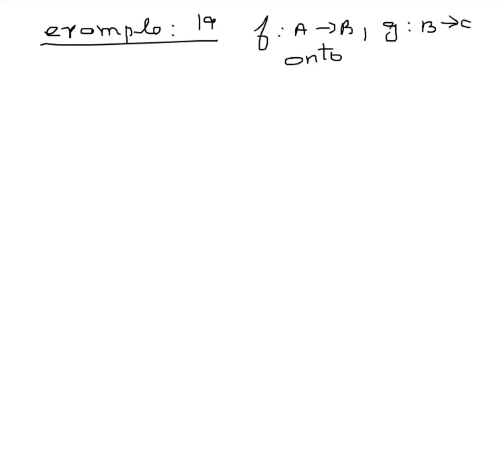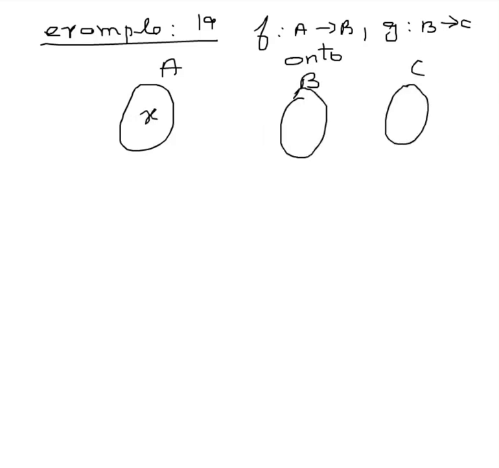Example 19, similar question but for onto. Show that if f from A to B and g from B to C are both onto functions, then we have to show that g composite f is also an onto function. So this is set A, set B, set C, say. If I take an element x from set A, under f, f of x is y, say. Then under g function, g of y becomes z.